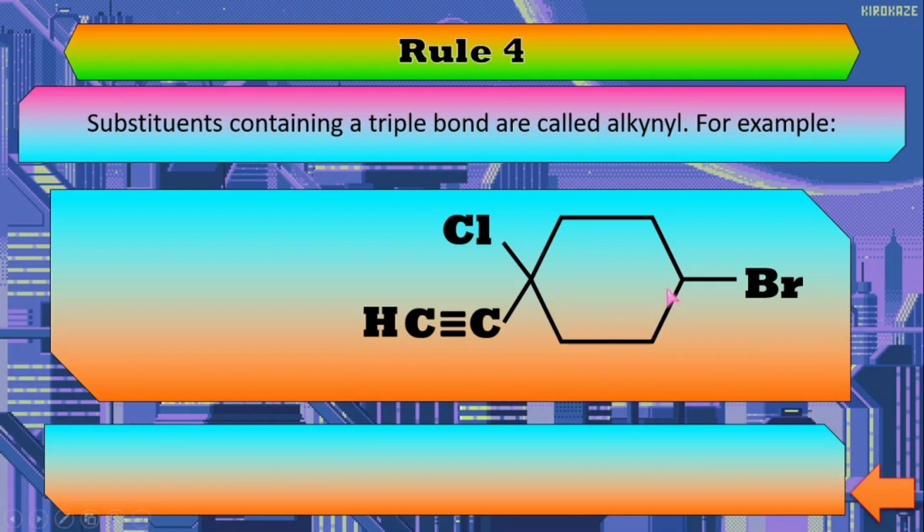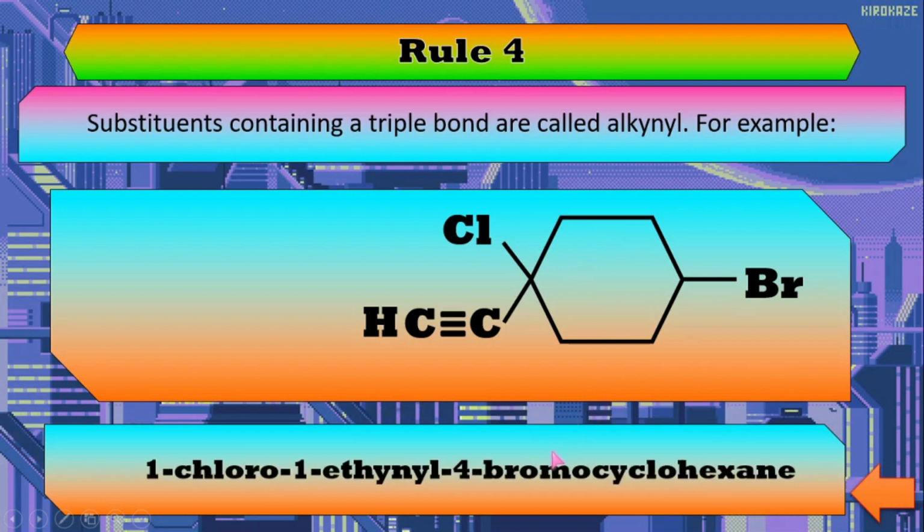cycloalkane, which is cyclohexane. Its name is bromocyclohexane. Cyclo means it is in a ring form. Hexane has 6. Bromo, for bromo, attached on the fourth carbon, the element bromine. And 1-chloro. The first carbon has a substituent group chloro. And the same thing is on the first carbon, there is an alkynyl, which is ethynyl. So the name of this molecular formula is 1-chloro-1-ethynyl-4-bromocyclohexane.